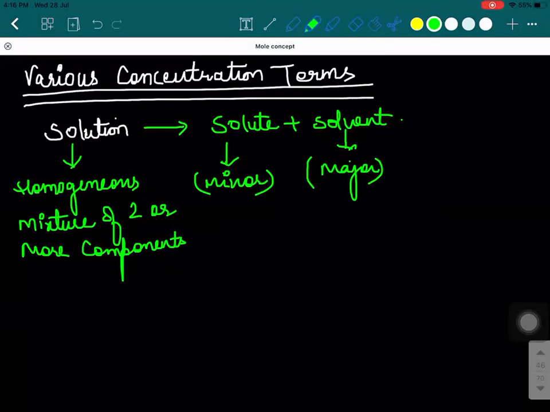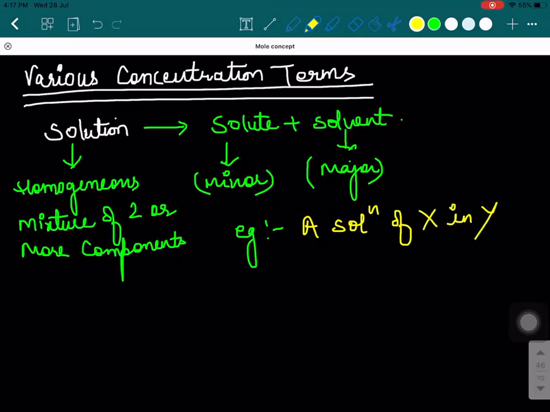Let's say you are making a sugar solution. Sugar you are putting in the water. Sugar is the solute and water is the solvent. So sugar is present in less amount and water is present in the large amount. Let's say if somebody is saying a solution of X in Y. So what you will say? X is the solute here and Y is the solvent here, isn't it?